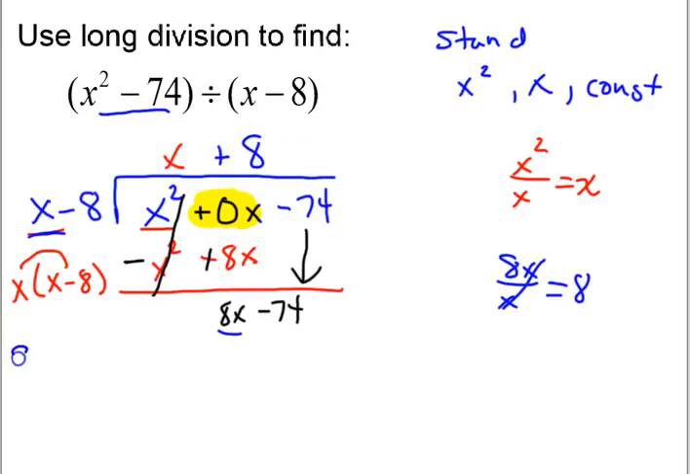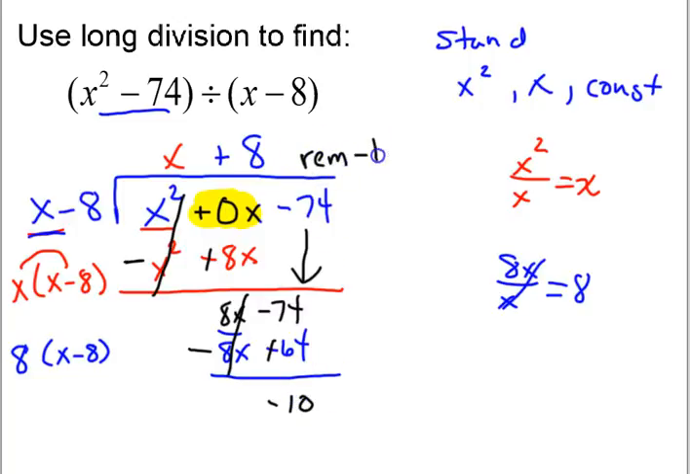And off to the side, I'm going to write my 8 and my x minus 8. And I'm going to distribute. And I get 8x minus 64. Then I'm going to come through. Whoops, my pen broke. And I'm going to subtract, and that means change all the signs. So that goes to 0. This gives me a negative 10. So the answer is remainder, negative 10. How's that? Not bad? All right.